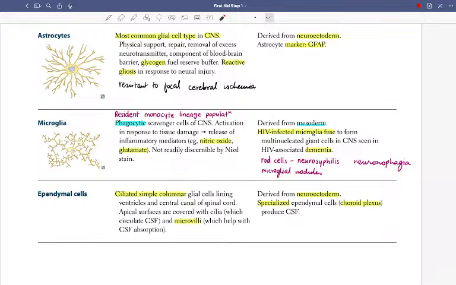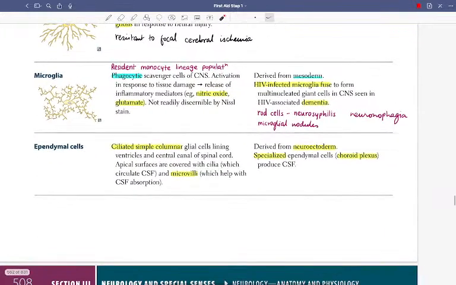Again, astrocytes develop from neuroectoderm, but microglia are mesoderm, because they are phagocytic. Your astrocyte, everything was neuroectoderm except microglia. Astrocytes undergo reactive gliosis in response to neural injury. Glycogen is one of its fuels, GFAP is its marker, and it is derived from neuroectoderm. It is resistant to focal cerebral ischemia.